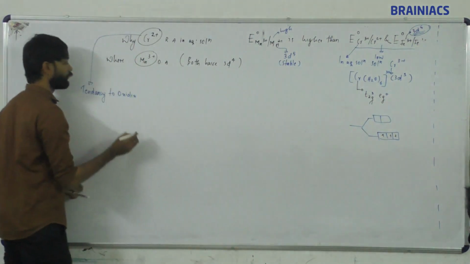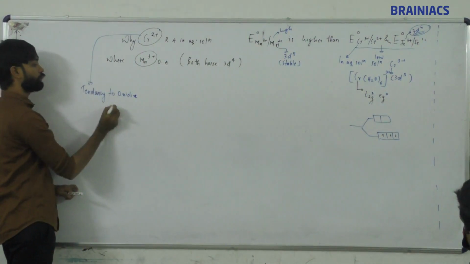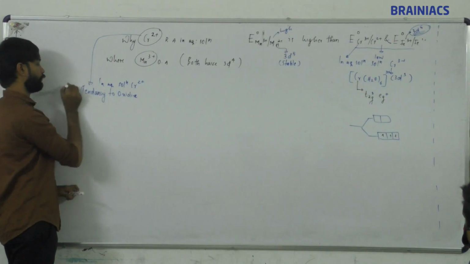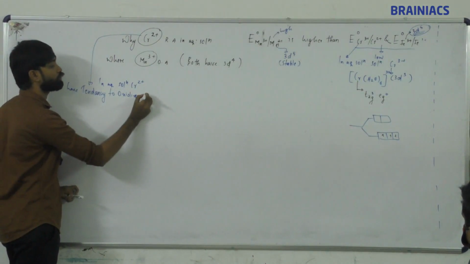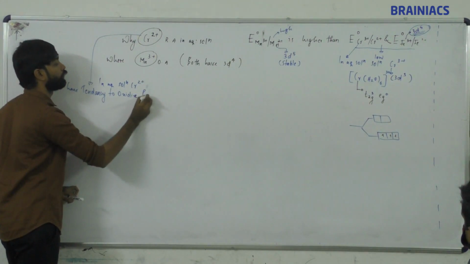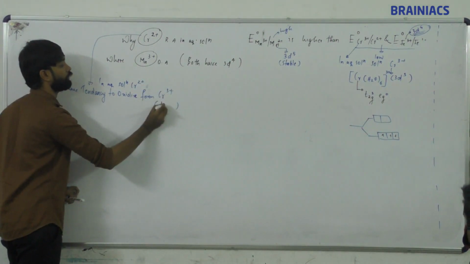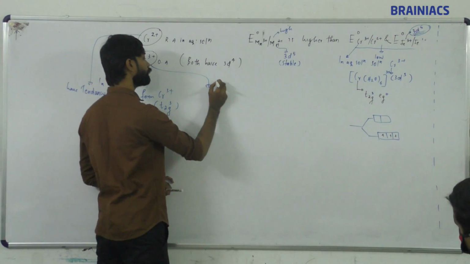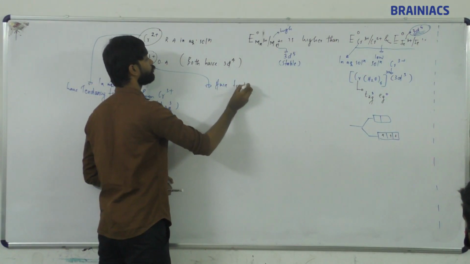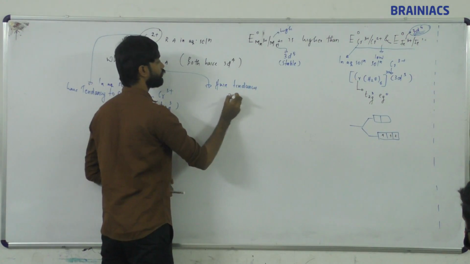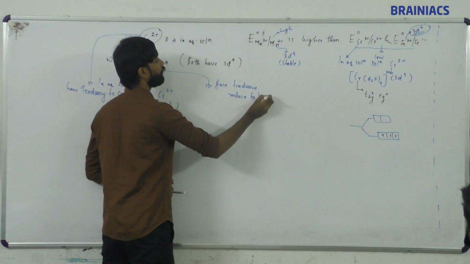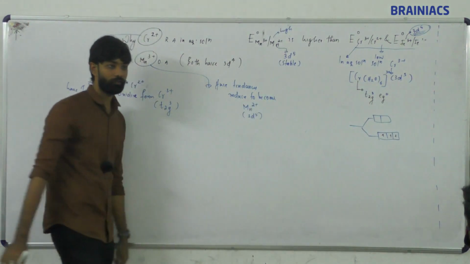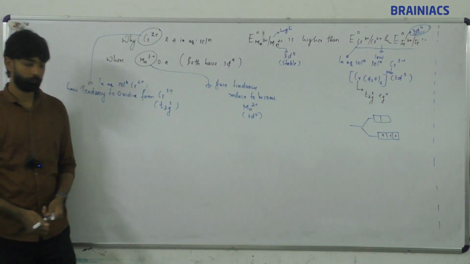So in aqueous solution, Cr2+ has a tendency to oxidize to form Cr3+, which has t2g3 stability. Whereas Mn3+, this oxidizing ion, has a tendency to be reduced to become Mn2+, which, as you already know, has 3d5 stability. So this is our explanation.